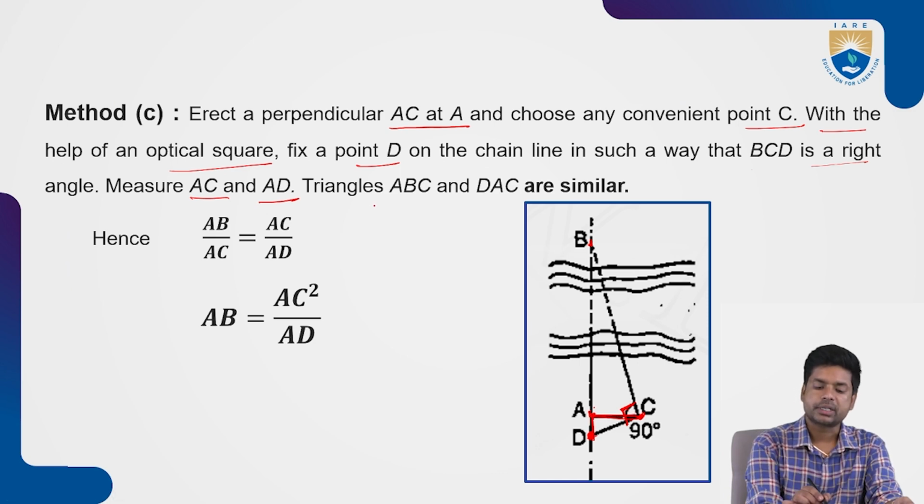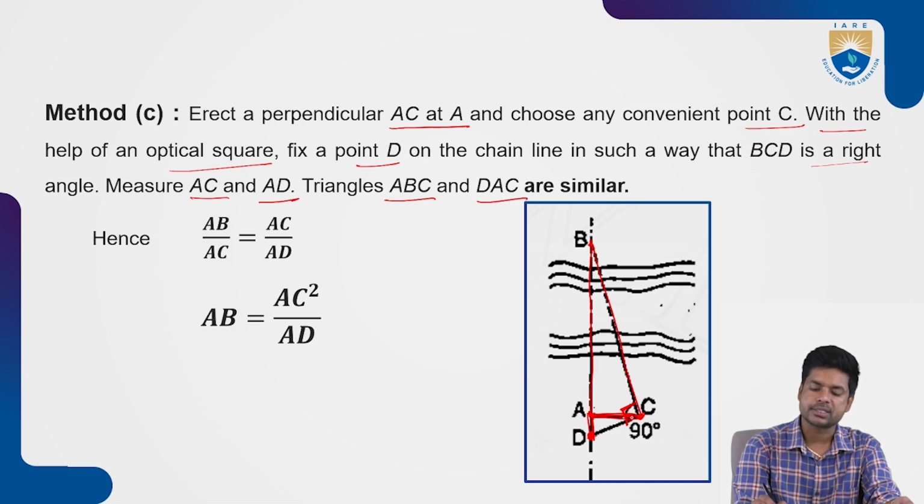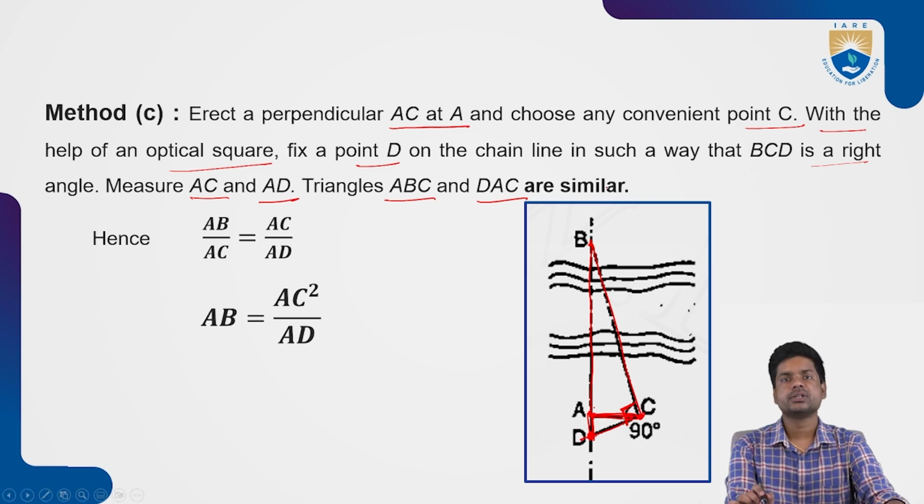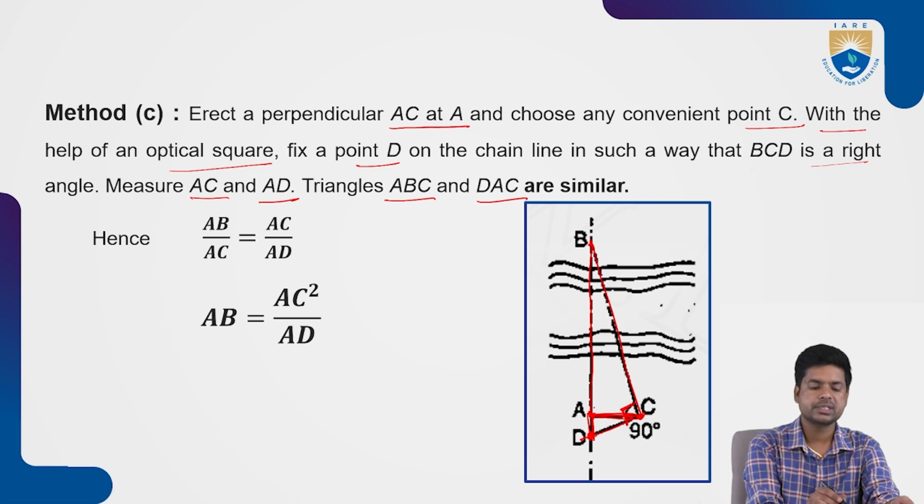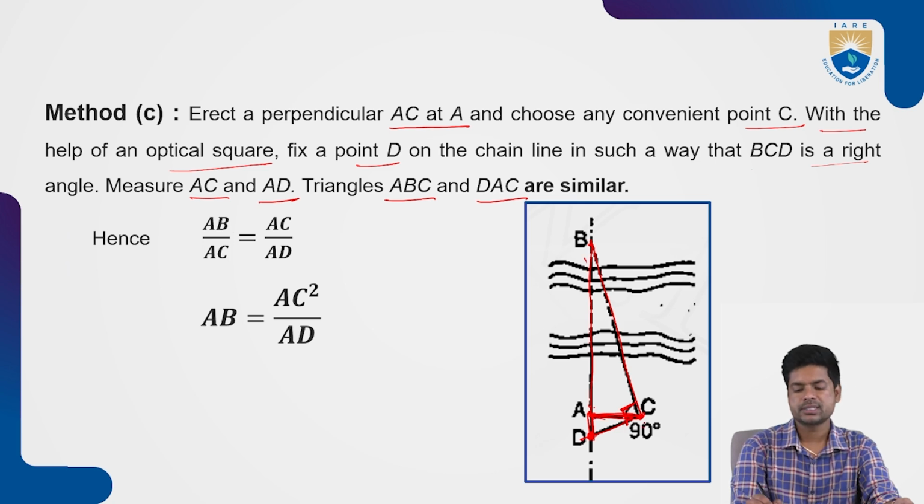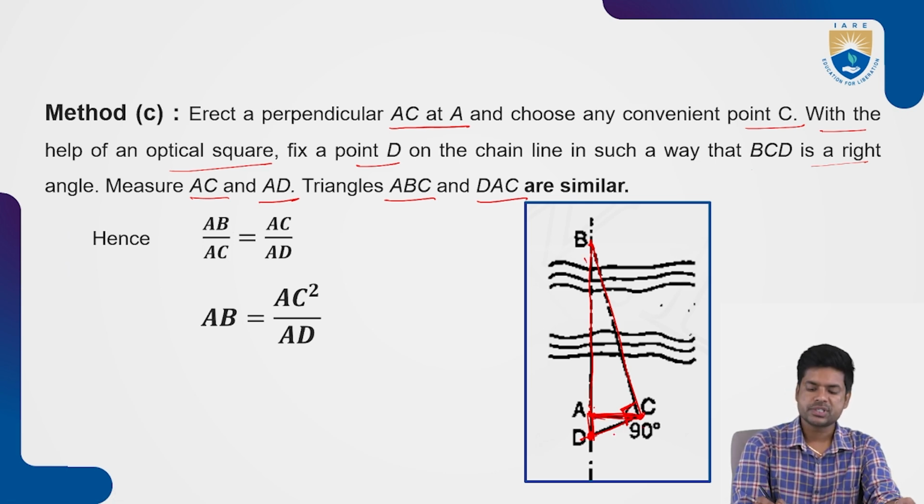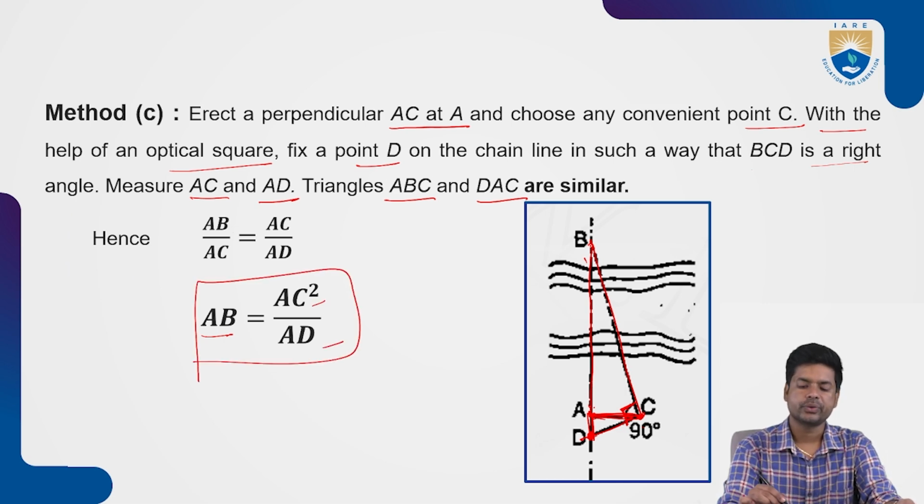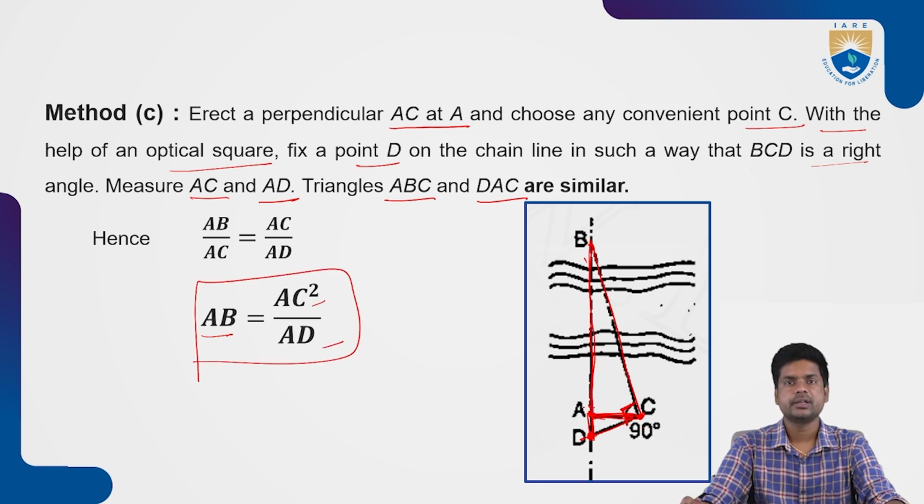Now triangles ABC and DAC are similar. From this we can establish one relation: AB by AC is equal to AC by AD. From this you can find out the length AB, that is AC square by AD. By using this formula you can find out the length of line AB.